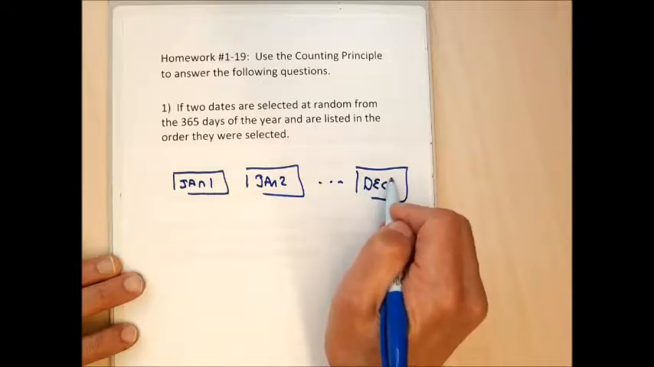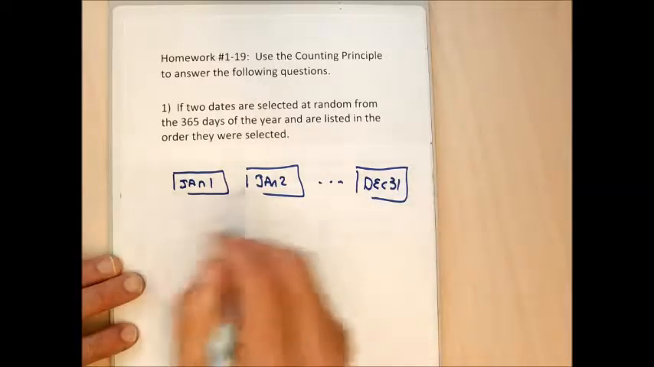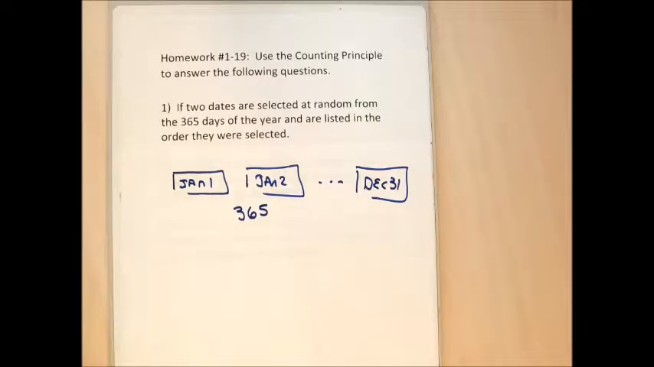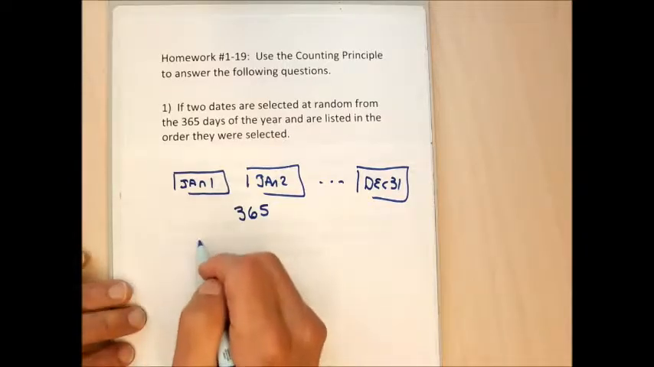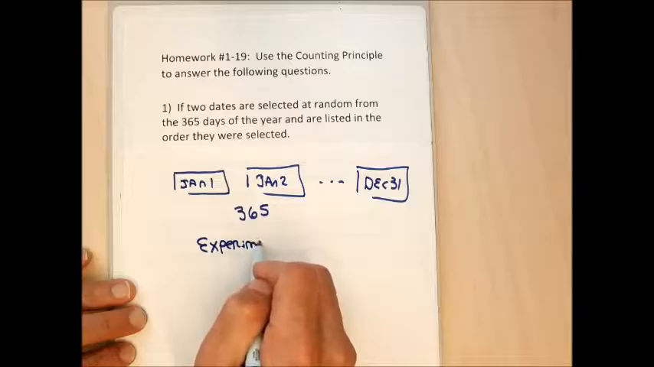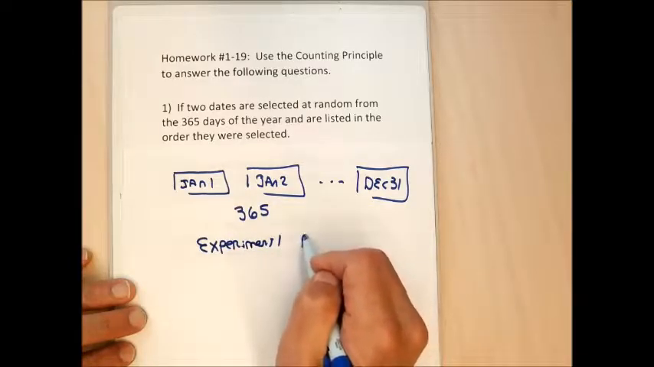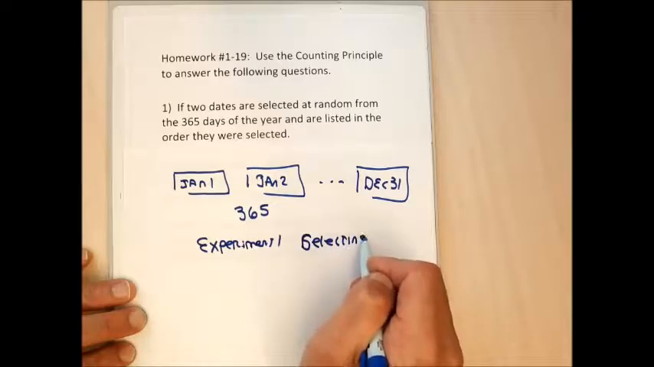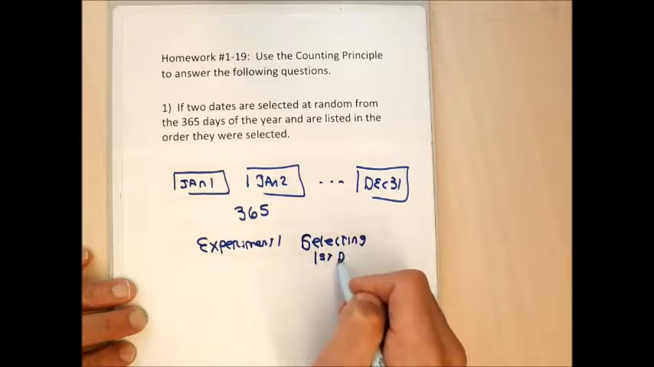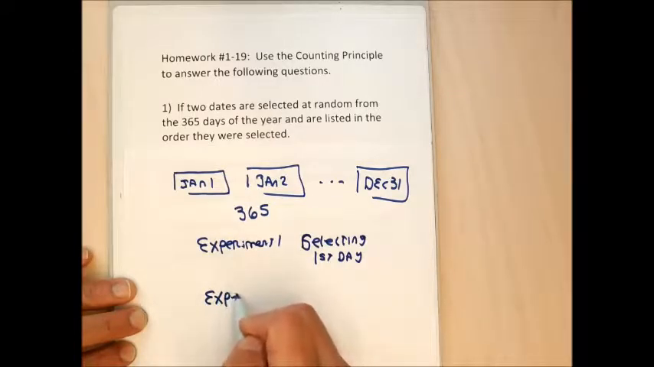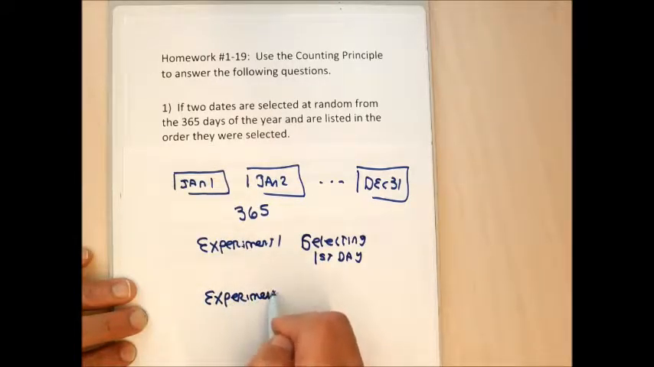So I'm going to take 365, essentially, I'll think of it this way, slips of paper and put them in a hat, and I'll pick out 2 dates. Experiment 1 is going to be selecting whatever day that I pick out of the hat. And experiment 2, because we're picking 2 days, is going to be selecting the second day.